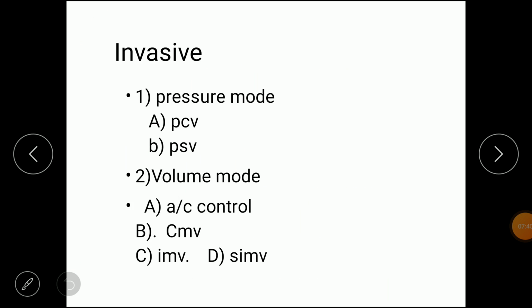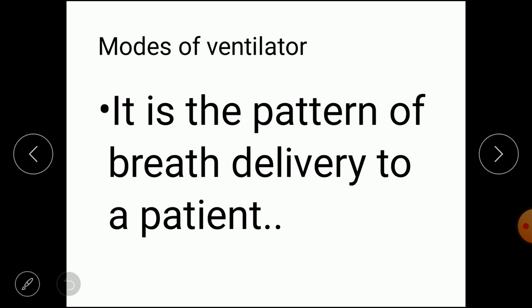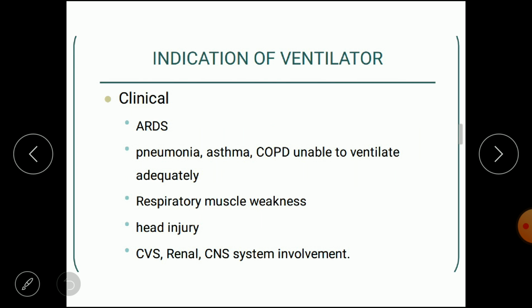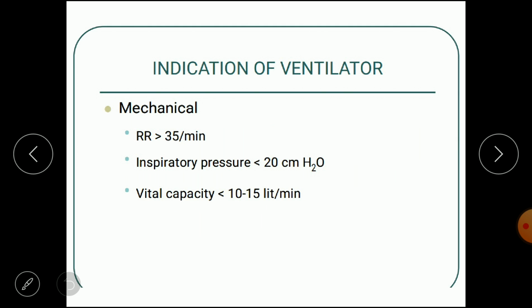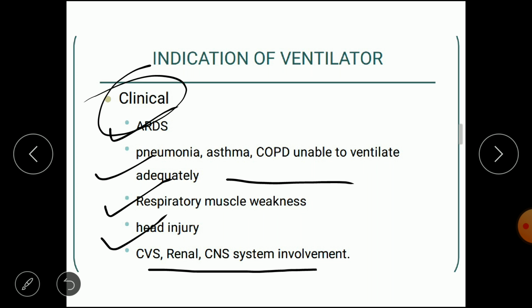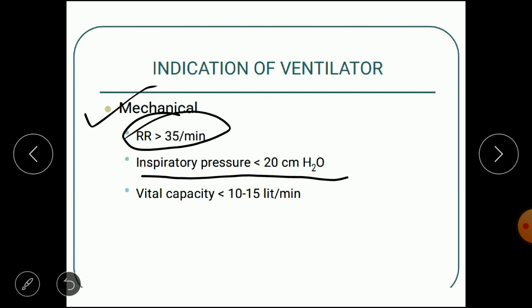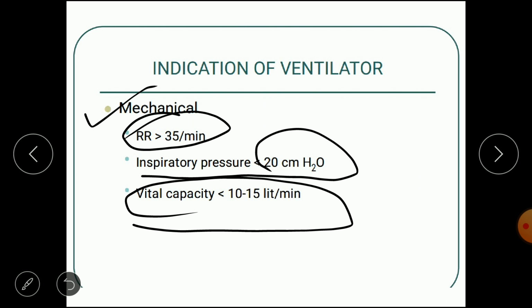First of all, we see what mechanical ventilation and modes of ventilator are. It is the pattern of breath delivery to a patient. Indications are clinical and mechanical. In clinical: ARDS, pneumonia, asthma, COPD, respiratory muscle paralysis patients, head injury patients, and CVS, renal and CNS involvement patients. In mechanical indication: respiratory rate more than 35 per minute, inspiratory pressure less than 20 cm H2O, and vital capacity less than 10 to 15 liter per minute.